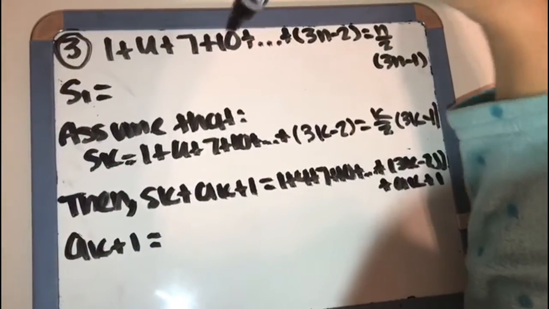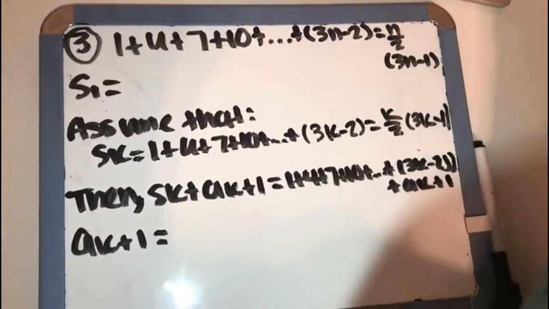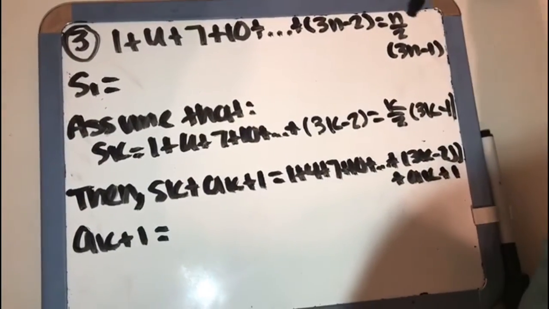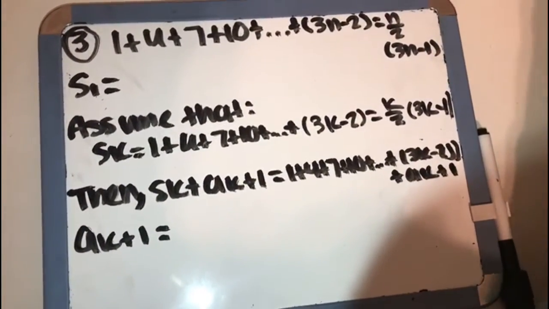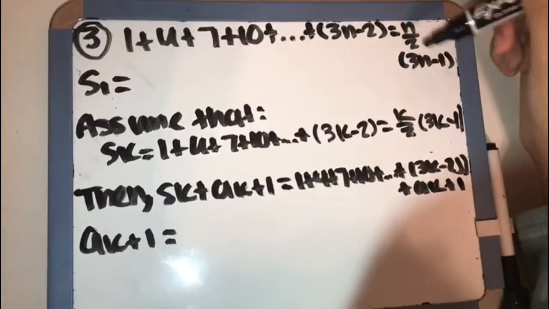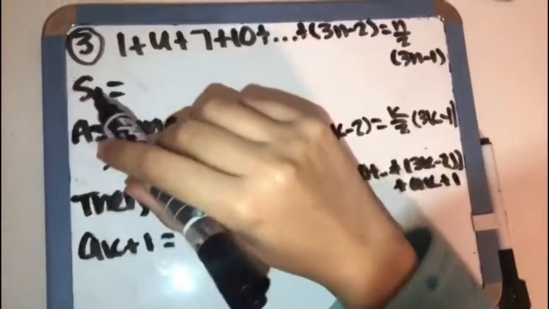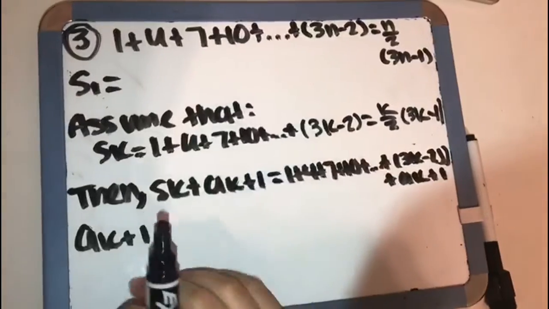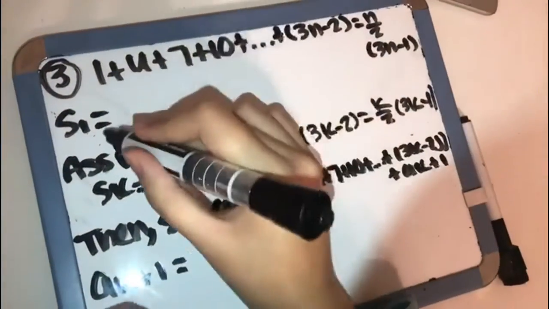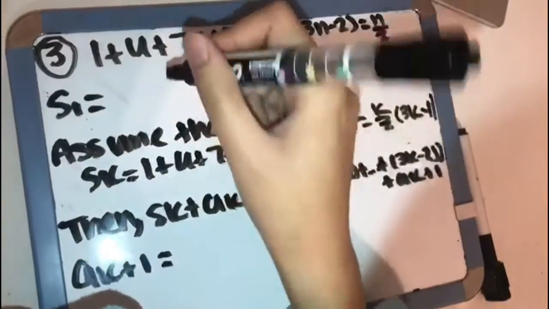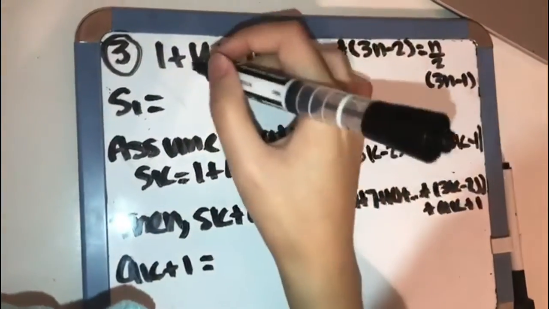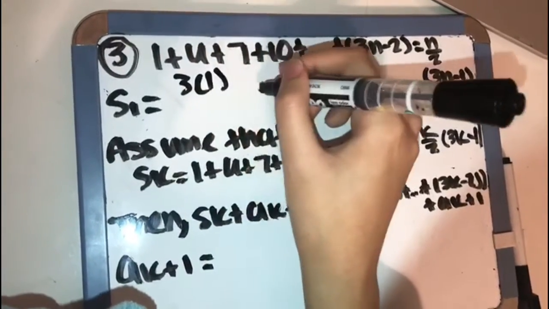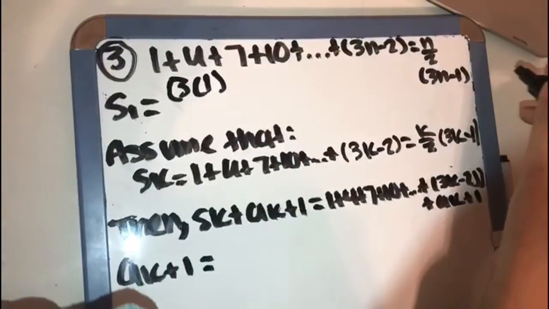So 1 plus 4 plus 7 plus 10 plus dot dot dot, it's gonna continue, plus 3n minus 2 equals n over 2 times (3n minus 1). Dot dot dot means it's gonna be continuing, okay? So this one is using n's, but we have to try solving for S1. Now, when you're solving for S1, we're gonna substitute a lot of things. So basically, we're gonna have to substitute 1 for n. Let's say 3 times 1. We're gonna have to substitute the whole thing, right?